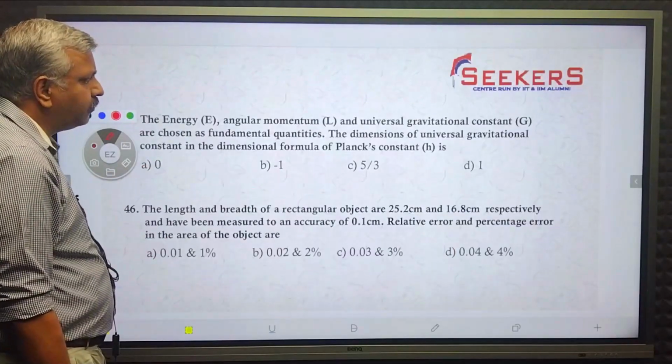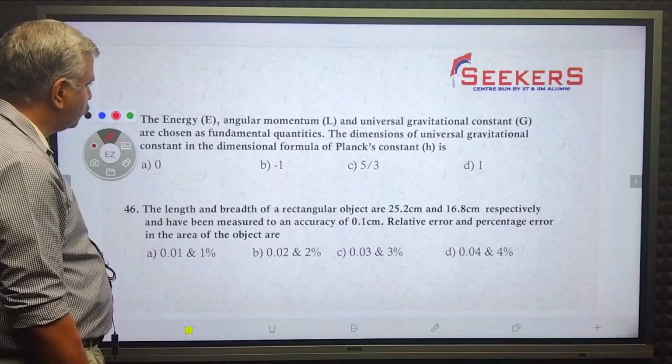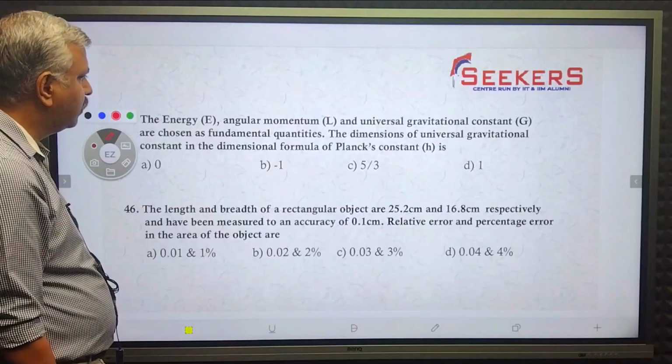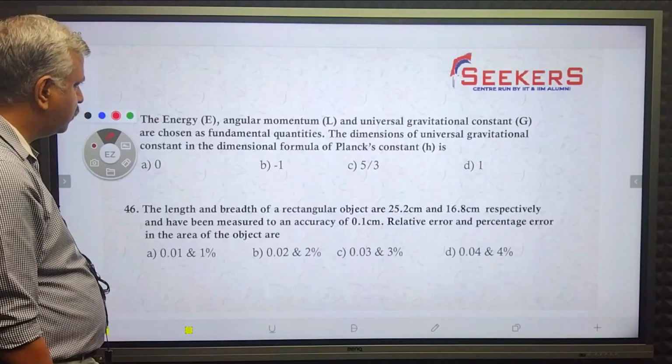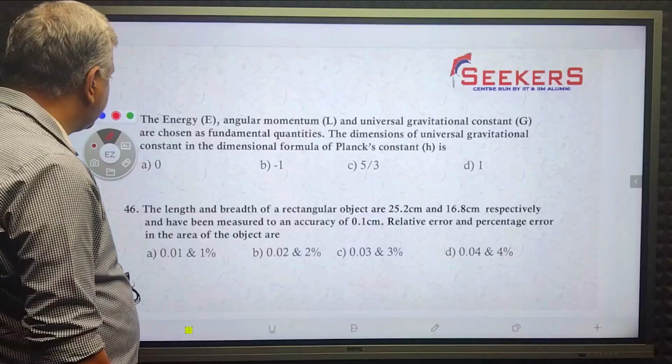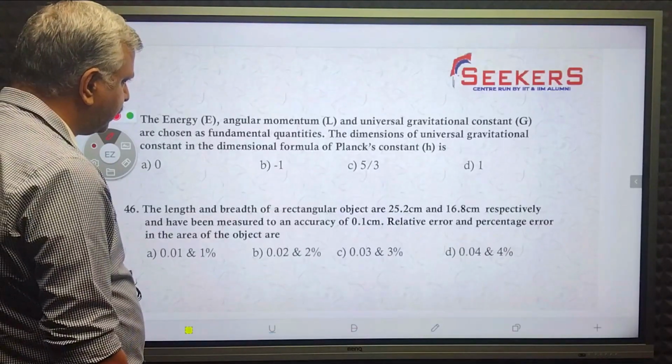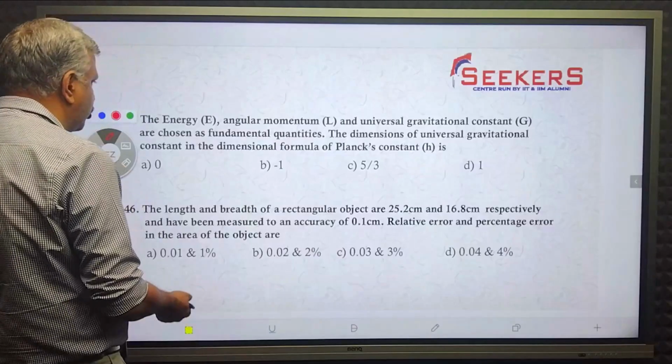Energy, angular momentum and universal gravitational constant are chosen as fundamental quantities. The dimensions of the universal gravitational constant in the dimensional formula of Planck's constant h is, okay, let us see first what it is.